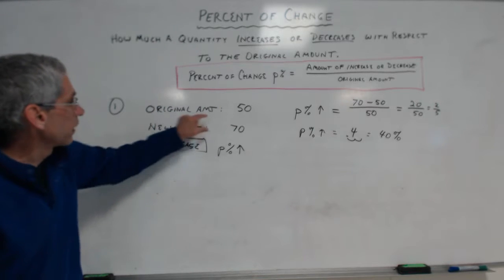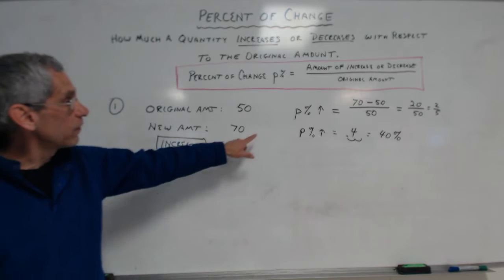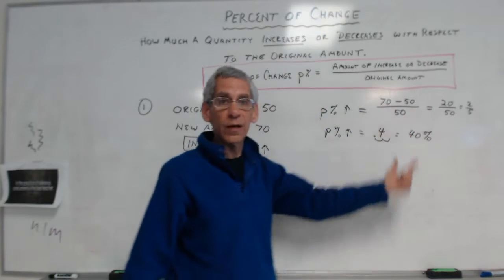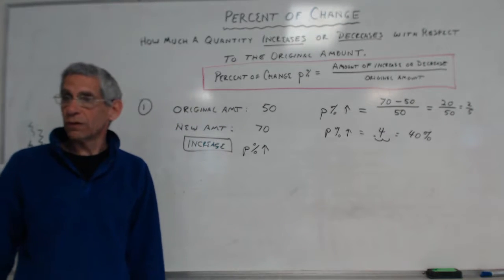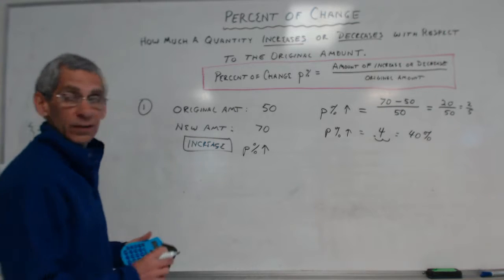Original amount's 50, new amount's 70, that's definitely an increase. So you know it's an increase, so then you're gonna find it. You're gonna just take the bigger number minus the little number over the original amount. That's it. It's very, very straightforward, very, very easy. Okay?